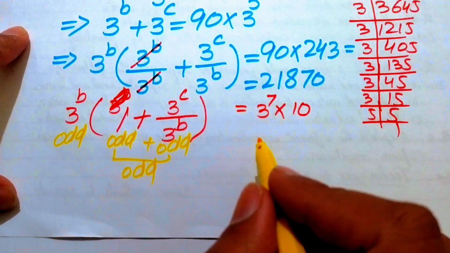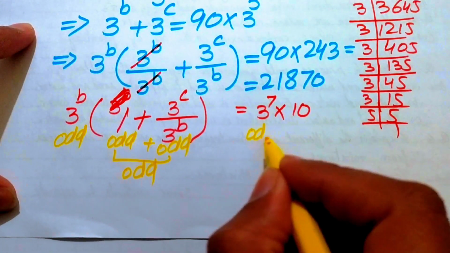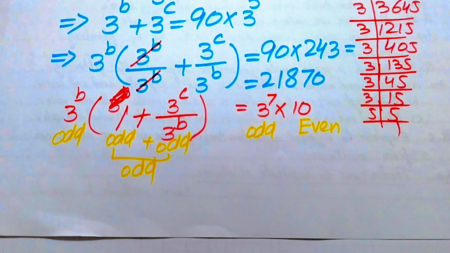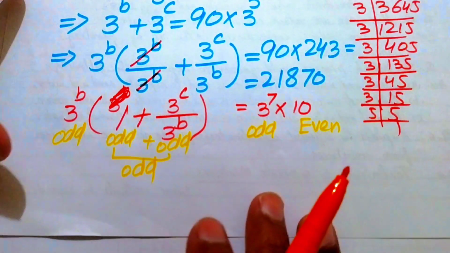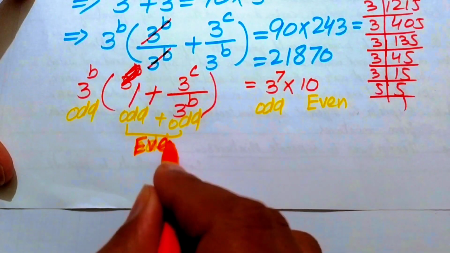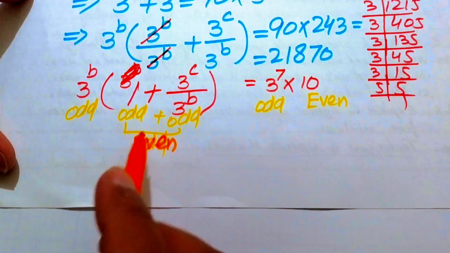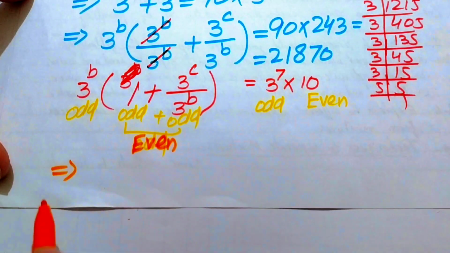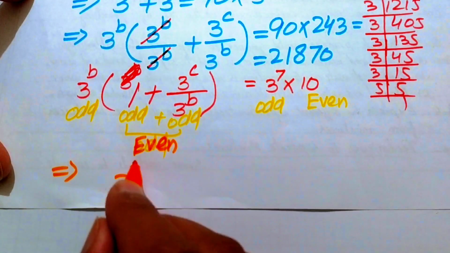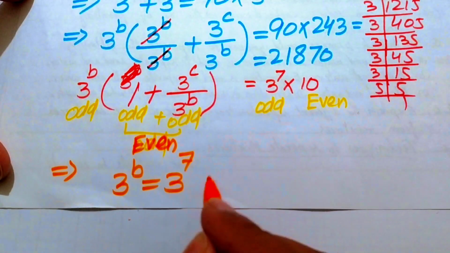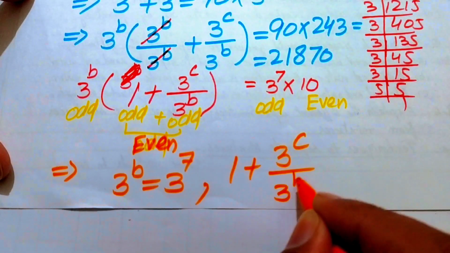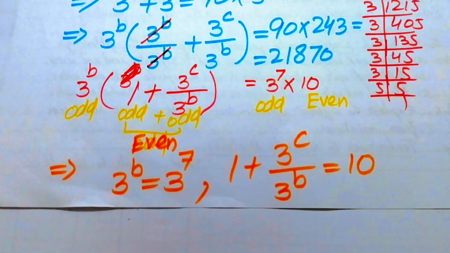And in the right hand side we have 3 to the power of 7 is an odd number and 10 becomes the even number. So here we compare both of the sides and we equate the odd numbers as well as the even number. So we have the first odd number, 3 to the power of b equals 3 to the power of 7, and the even number, 1 plus 3 to the power of c over 3 to the power of b, equals 10.